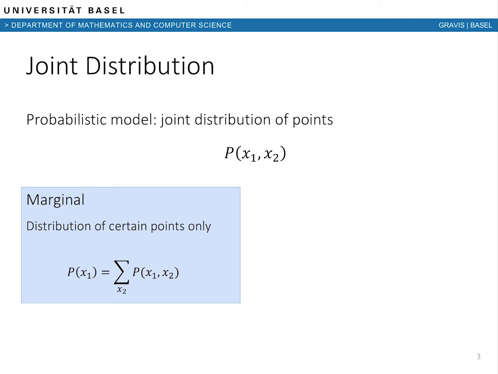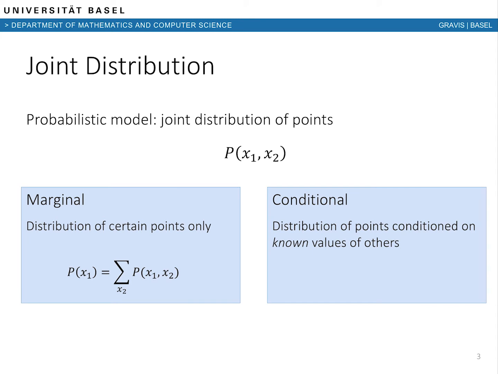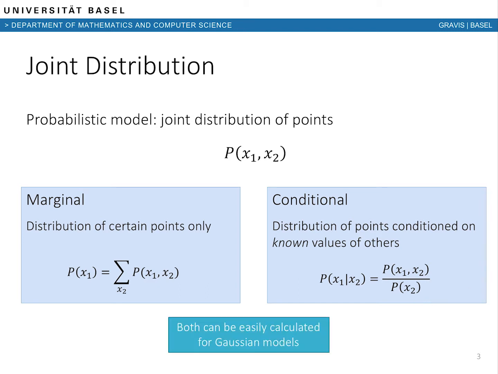The second basic operation would be the operation of conditional probability, and here we would be interested in the distribution of points conditioned on known values of the other points. So in the same setup we would be interested in the distribution of x1 conditioned on the exact value of x2. And here it is slightly more complicated to calculate. We have to evaluate the joint density and divide by the evaluated marginal density of our observation. However, if we work in a Gaussian setup, both of these operations are straightforward and can be solved in closed form.